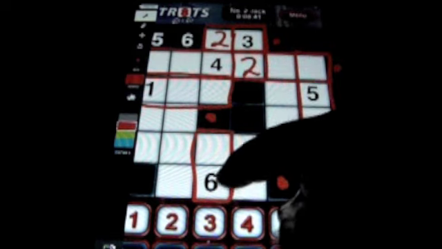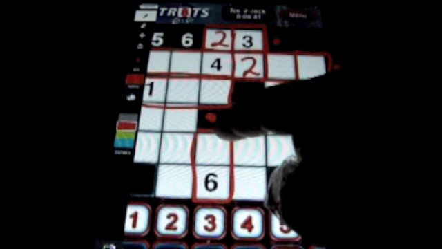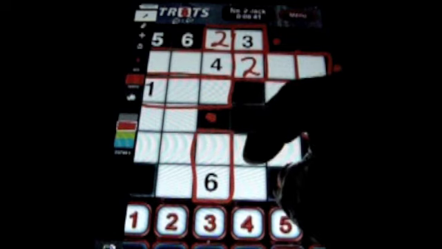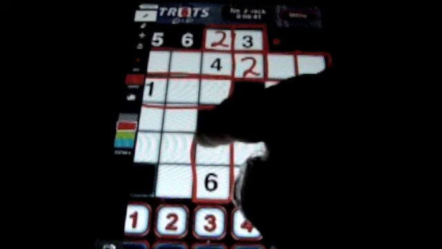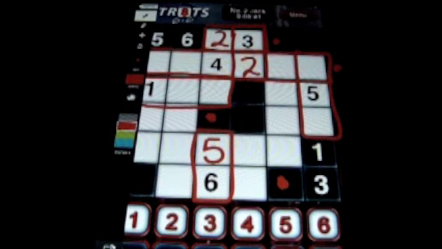Down here we have a 6 and 1 cell in the compartment with it. The only number that can go with a 6, since it's the highest number in the sequence, is a 5. This needs to be a 5.